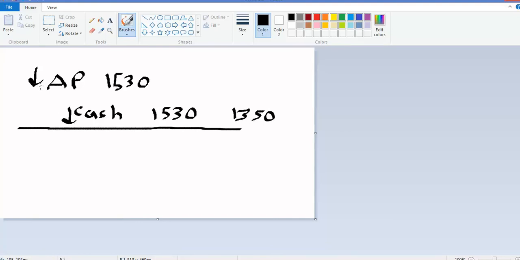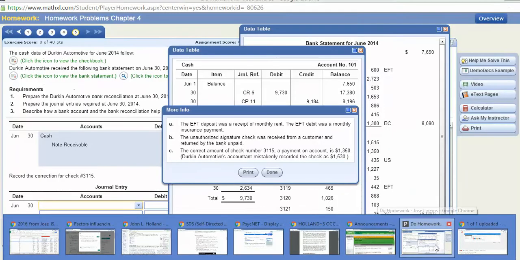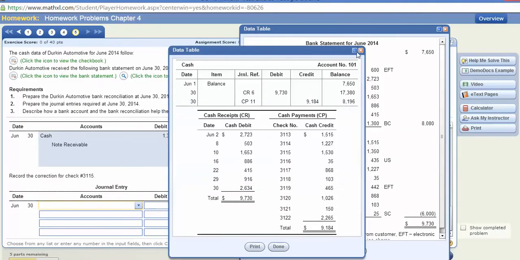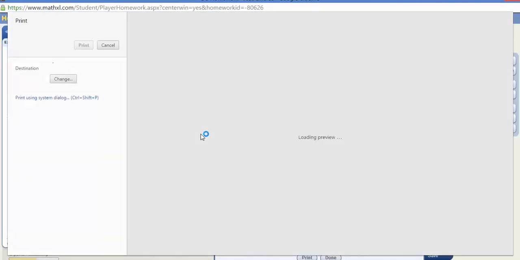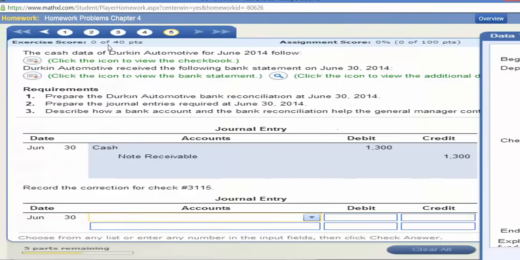The reason I'm going through this whole diatribe is if we discover this error, right? So we're back to here. If we discover this error, and let's get rid of this. Oop. Don't want to print anything, thank you.